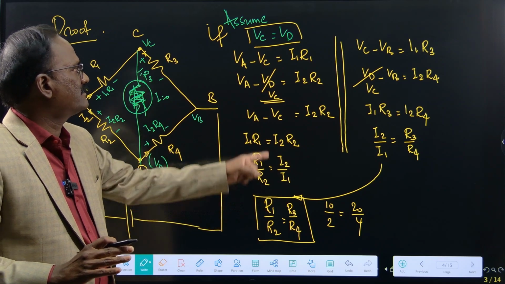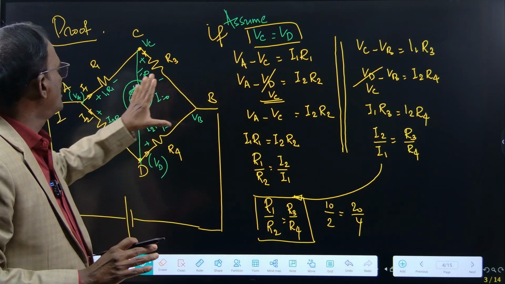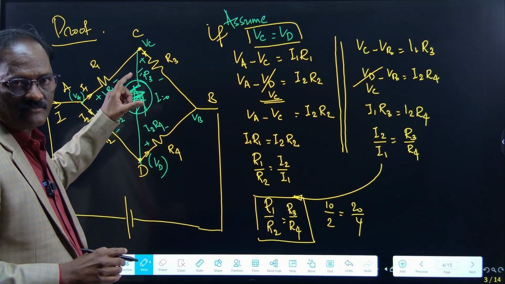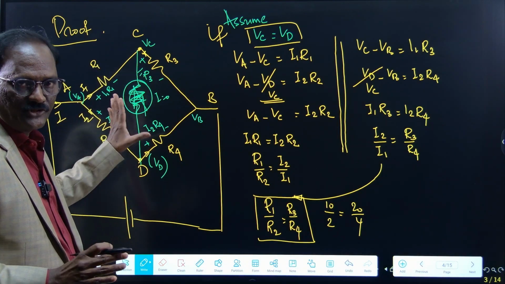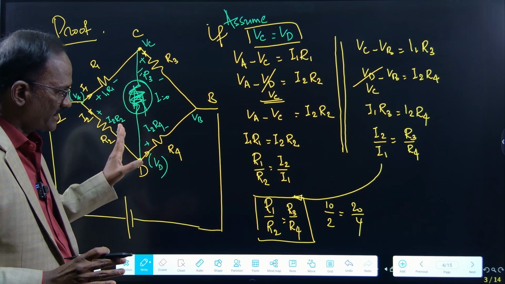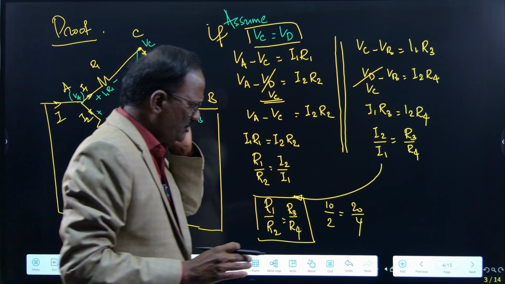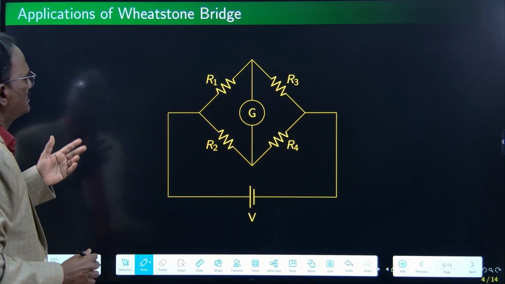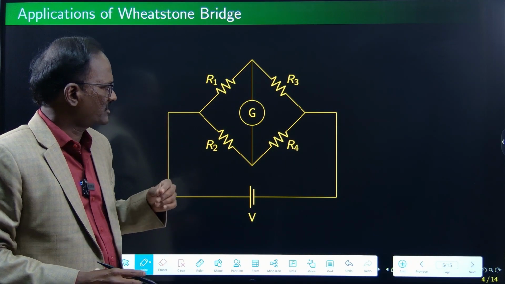If it is achieved, this can also be possible. So no matter the value of resistance which is connected here, right, the current will be 0. The center arm, always the current through it is 0, right? Then what is the use of this Wheatstone bridge? Application or use. What is the use of it?